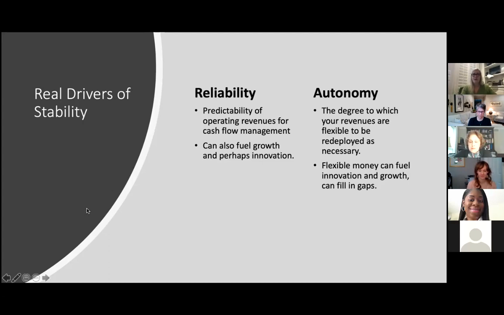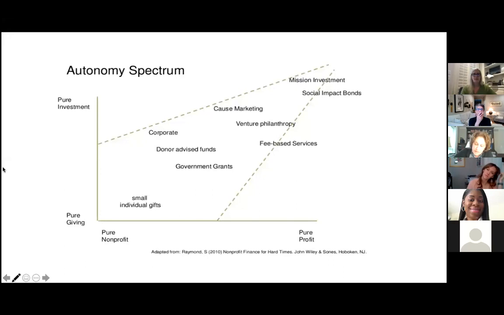So reliability and autonomy, I need you to remember that, because when you're putting together a revenue strategy, these two things are extremely important, not necessarily just diversity, if that makes sense. So when we think about autonomy, I just want to dig into that a little bit more.